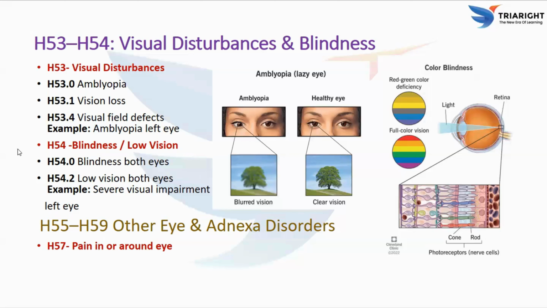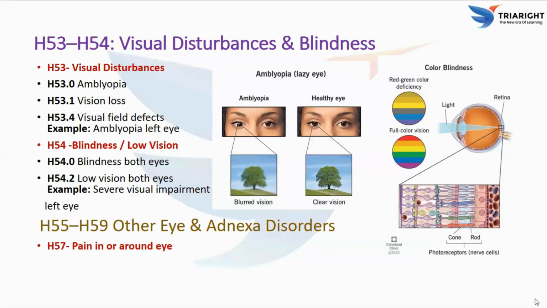So H54 code is assigned for blindness or low vision. So blindness, both eyes, H54.0. This is a severe or complete loss of vision in both the eyes. So the person cannot see or can only detect the light. Whereas in H54.2, low vision both eyes, this is not total blindness. The person can see but with very reduced clarity even with glasses. For example, severe visual impairment in the left eye.